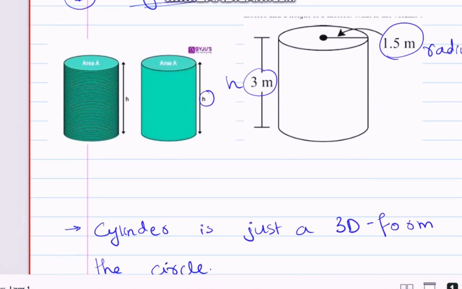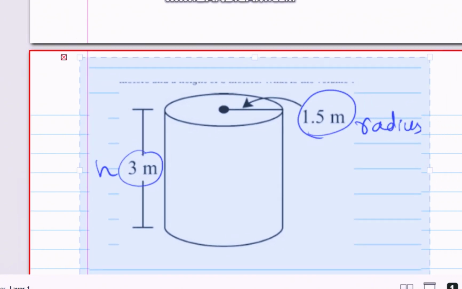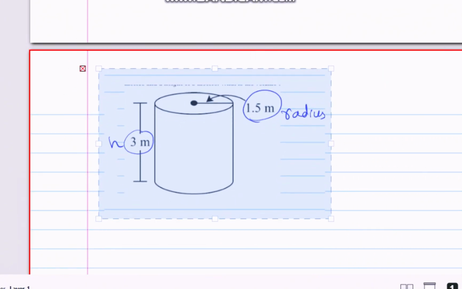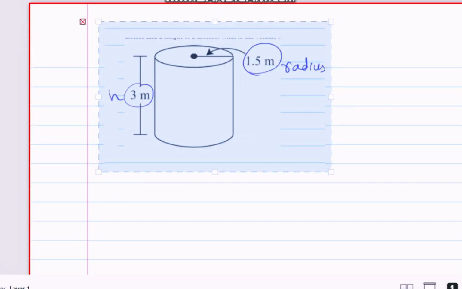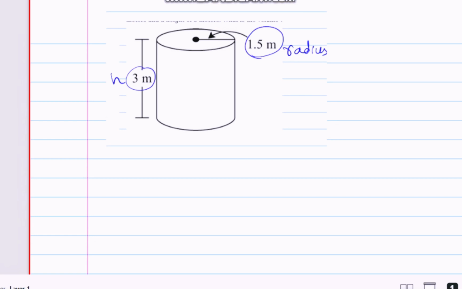Now dear students, let me replace this picture, and I will draw it here. Okay, now this is a very good representation of the cylinder. Now what will be the area of the cylinder? As we studied the area of a circle, we will study the area of a cylinder. So here, dear student, if we have any 3D shape, it is a 3D shape.